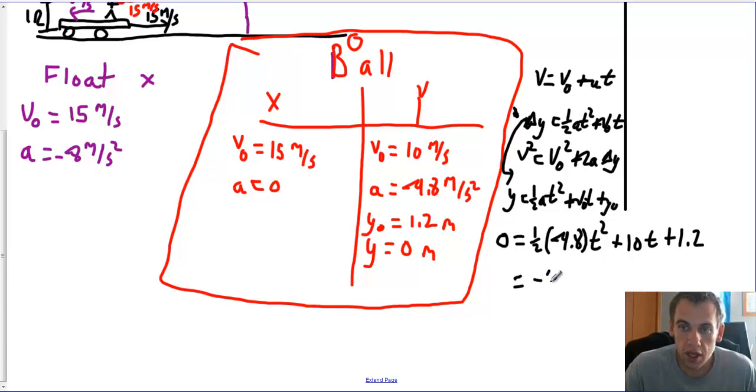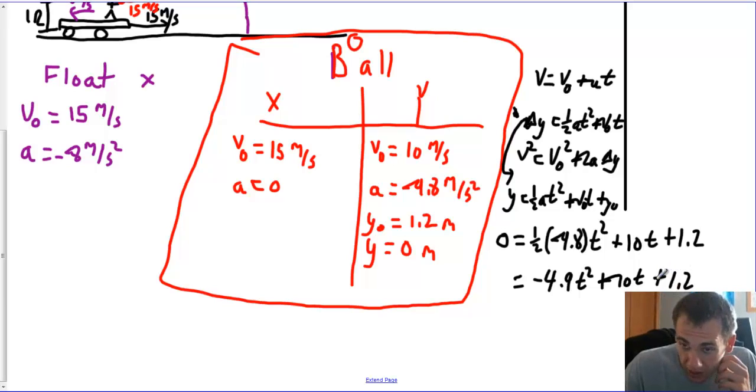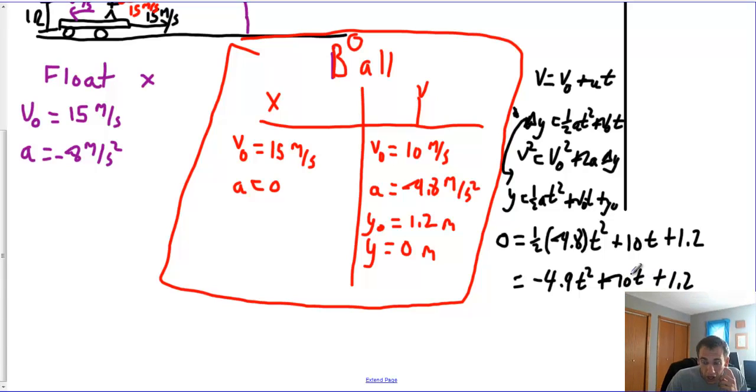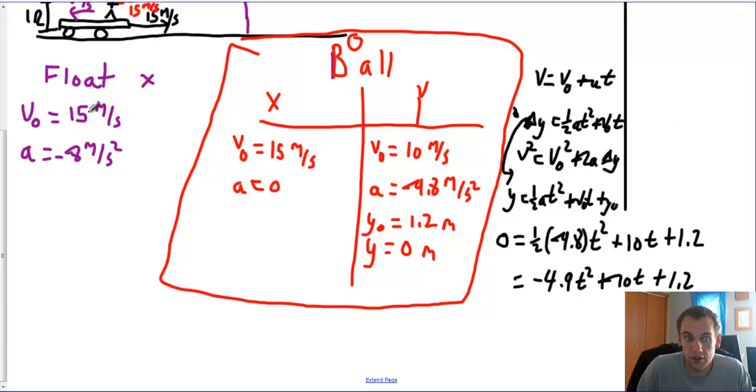Negative 4.9 t squared plus 10t plus 1.2. Now, I don't know if you guys have a calculator that can solve the quadratic or not. If you do, feel free to use it. You don't have to show me the quadratic equation.